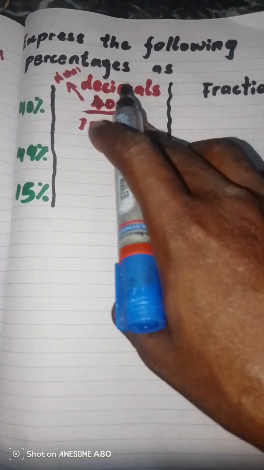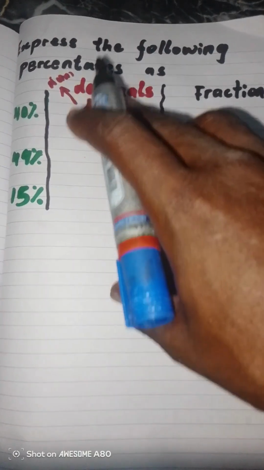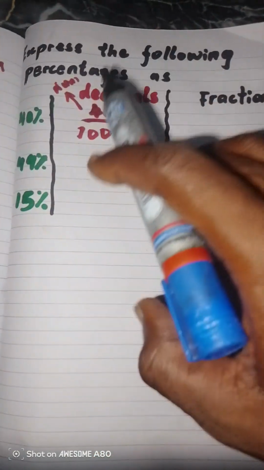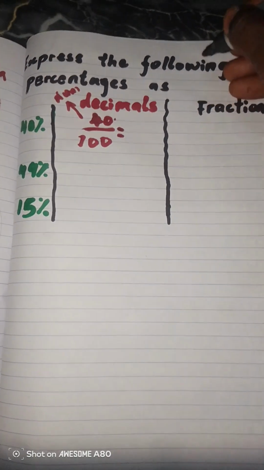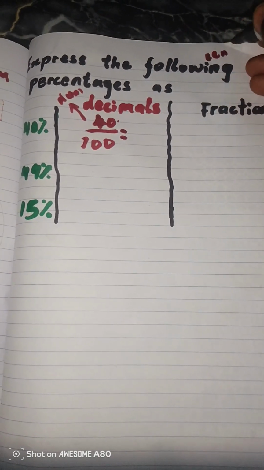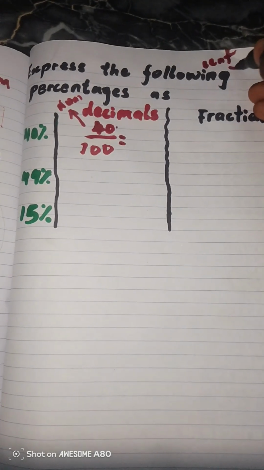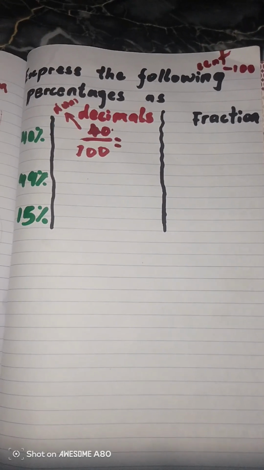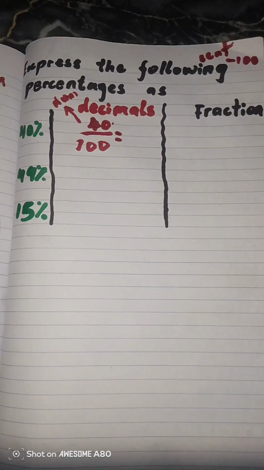Express the following percentages as decimals and as fractions. Now 40% means 40 out of 100. Cent is a French word, C-E-N-T, that represents 100. So percent means per 100, for every 100. So if I say 40%, it means 40 out of 100.